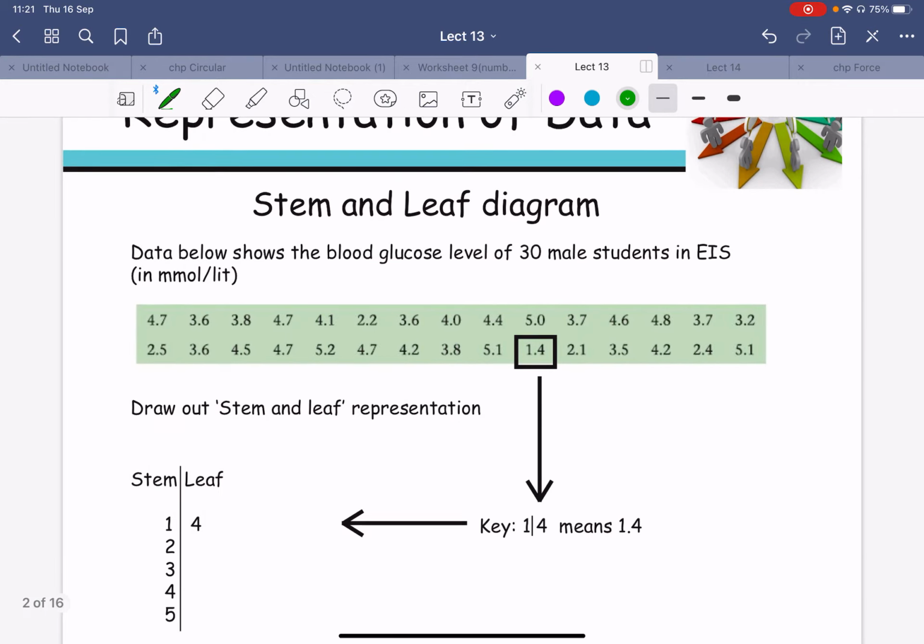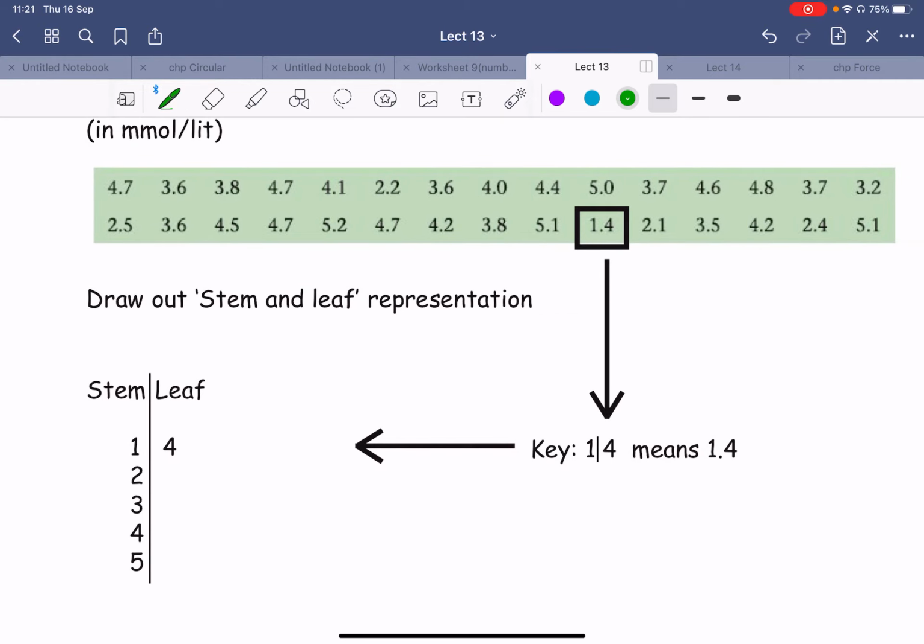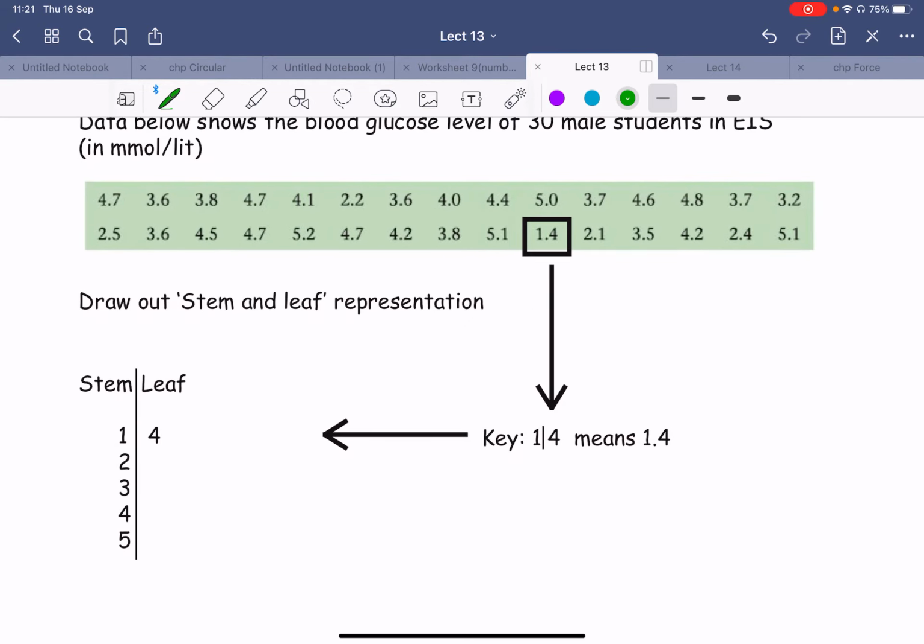Okay, let me show you here. This is the table you make, kind of like a table. So you start by calling the left side the stem, and the right side your leaf. So stem here, you look at the lowest data first. The lowest is how much? 1.4. And the greatest data value is 5.2. Okay, so I'm just going to make 1 here, and then 2, 3, 4, and 5.